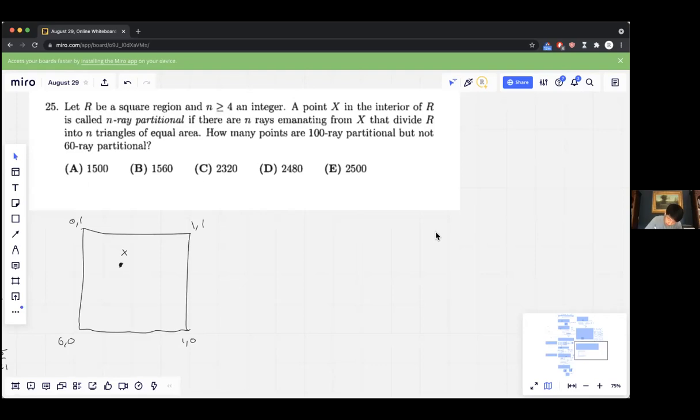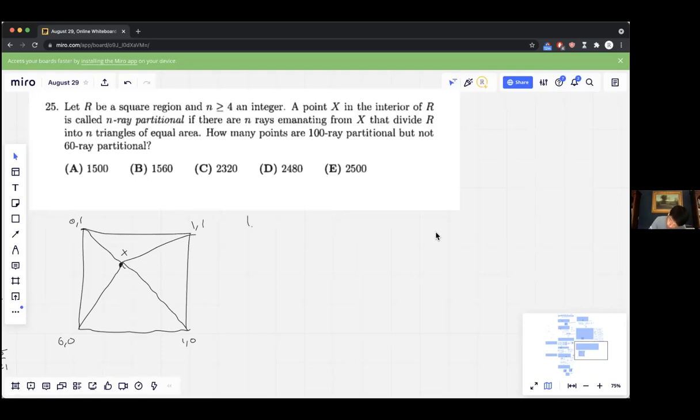If there is no line like that, then you consider these two lines, the leftmost line connecting to the bottom and the lowest line connecting to the left-hand side. And then this shape here is a quadrilateral and you're dead. So you have to have the lines from X to the vertices.